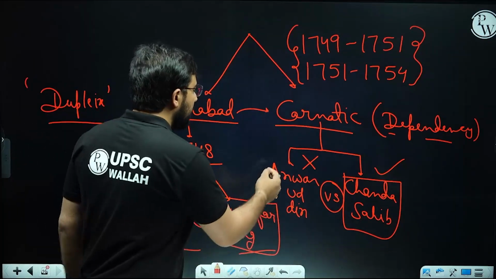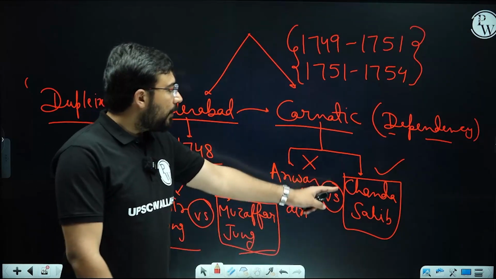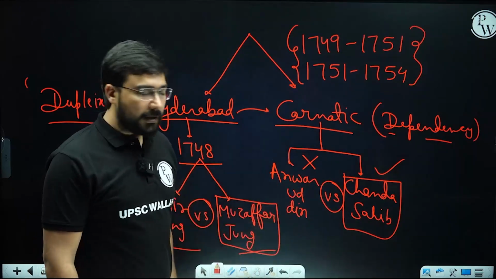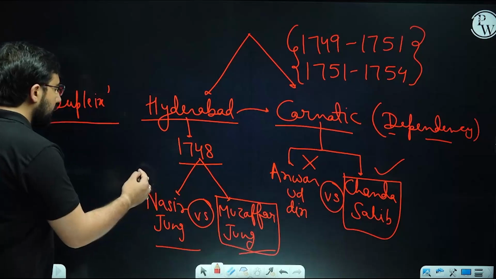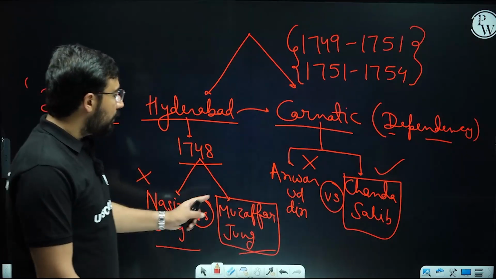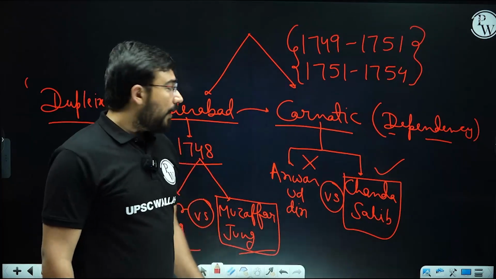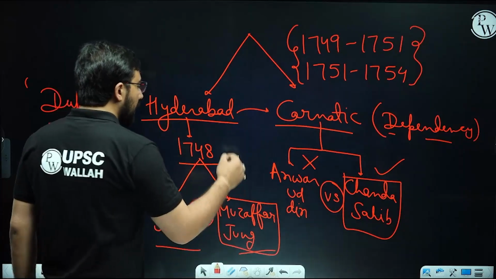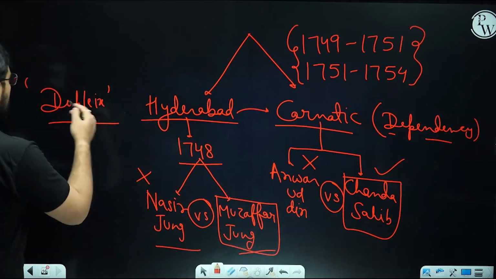together and they killed Anwaruddin. So who became paramount in the region of Carnatic? It was Chanda Sahib. Then they were also able to take care of Nasir Jang. So Muzaffar Jang was able to become the Nawab in the region of Hyderabad. And this was a very big victory for Dupleix.